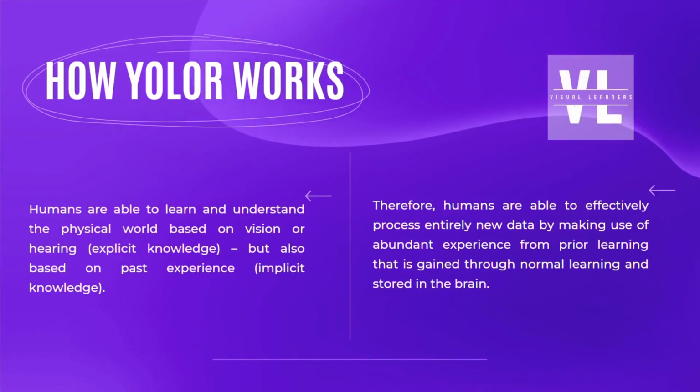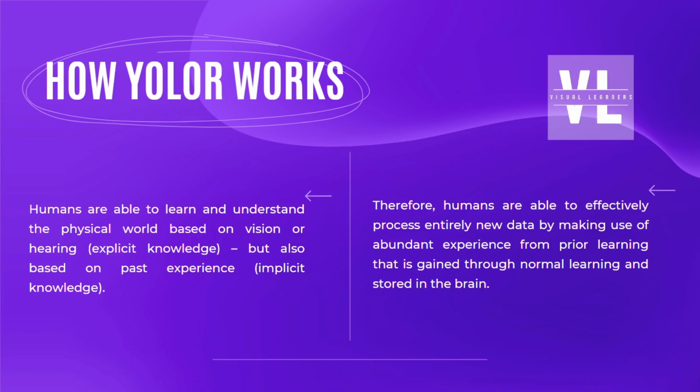Next, let's talk about how the YOLOR model works. We already know that humans are able to learn and understand the physical world based on vision or hearing, such as explicit knowledge, but also based on their past experience, which is called implicit knowledge. Therefore, humans are able to effectively process entirely new data by making use of abundant experience from prior learning that is gained through normal learning and the information that is stored in the brain. So humans, in order to make a judgment or to decide or learn something new, use a combination of explicit and implicit knowledge.